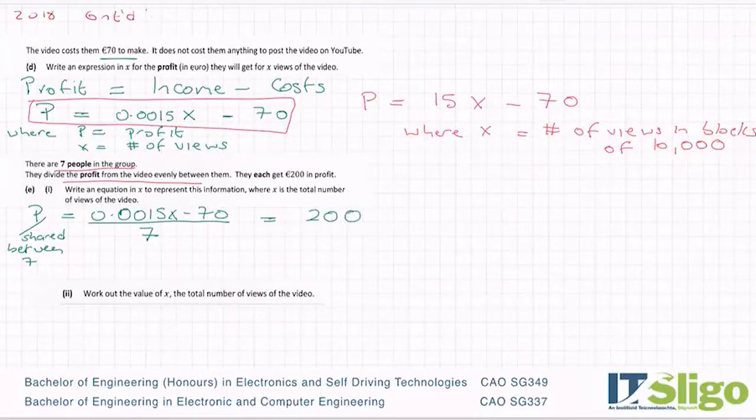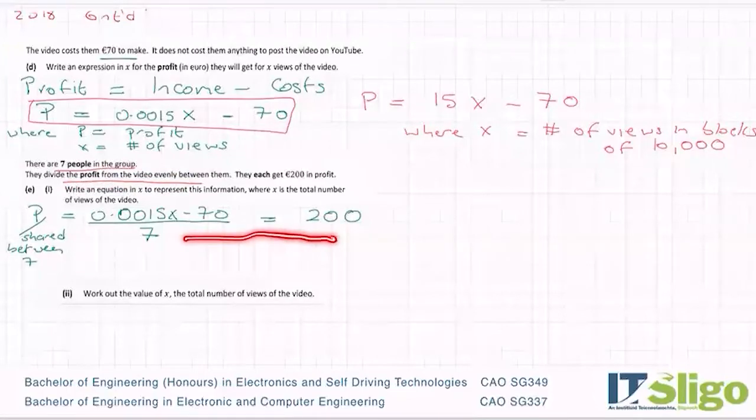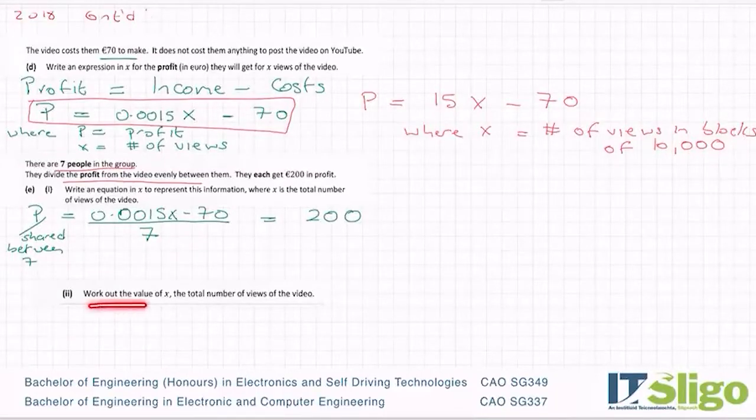Okay, so you can see, just like the work we were doing last week, it's very much taking the English and converting it to maths language. And you just, I suppose, have to be not intimidated by that process. So write an equation in X, so X will appear in it, where X is the total number of views of the video. Work out the value of X, the total number of views per video. Okay, so how many views did they have of the video so that they all got a profit of 200? So in other words, you're solving this equation here.